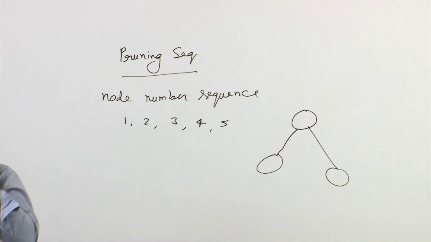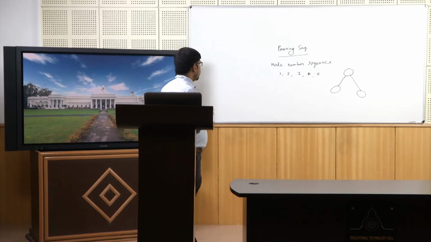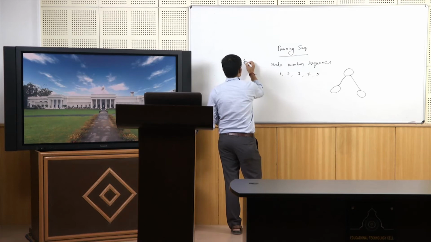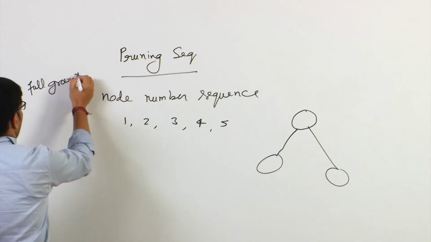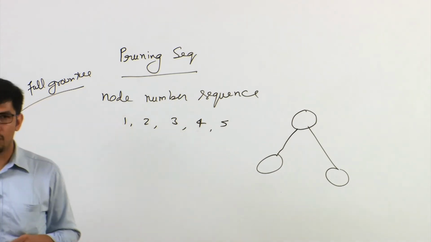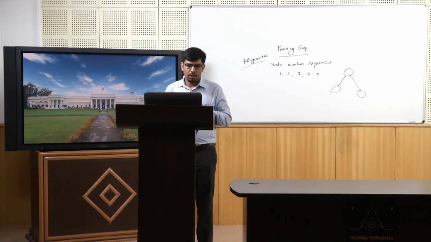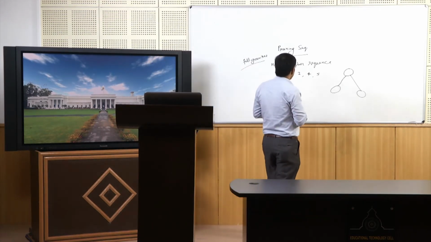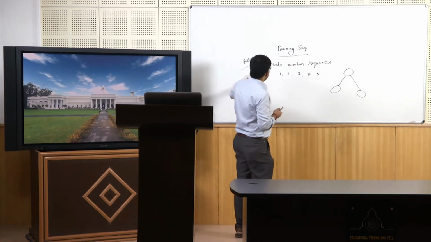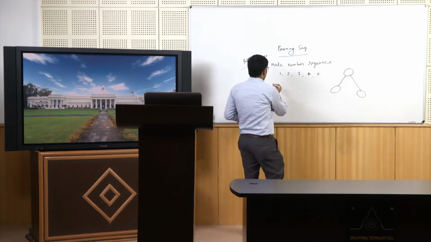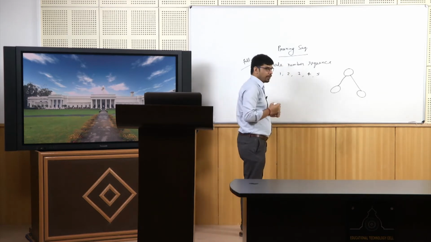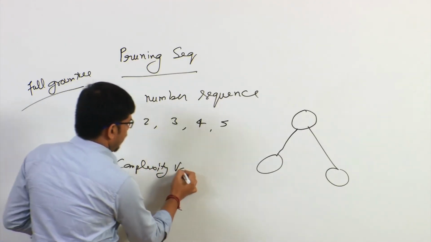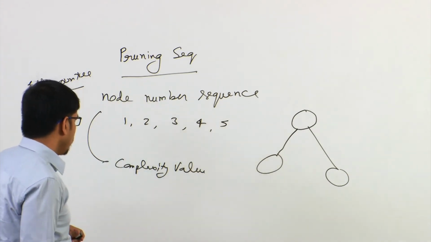However, this is not the optimal tree. We talked about the full grown tree and pruning it back to a level where it doesn't overfit the data or fit to the noise. Therefore, we talked about creating a pruning sequence which is based on the complexity value.